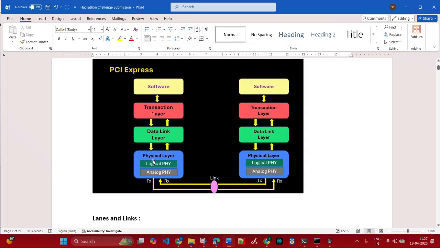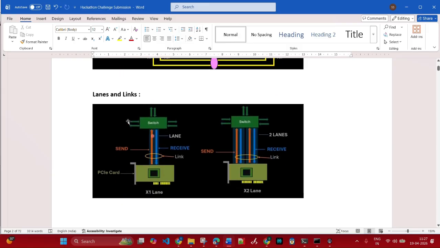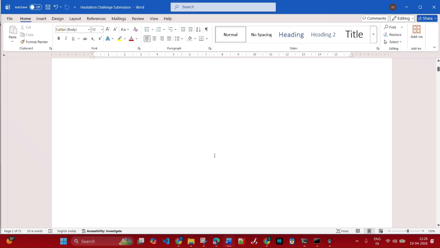This is the basic PCIe protocol layer: software, transaction layer, data link layer, physical layer. In the physical layer, the voltage levels and so on are there. In basic PCIe, what is a lane, what is a link? A lane is this receiver, and this is a TX. Both combined, we have a link. Here there are two lanes.